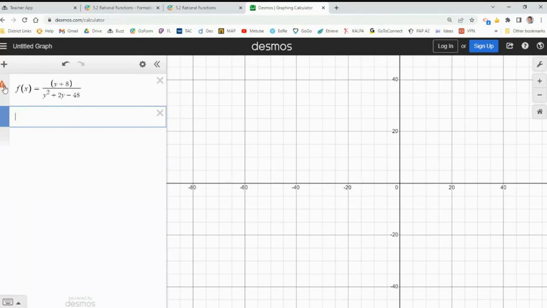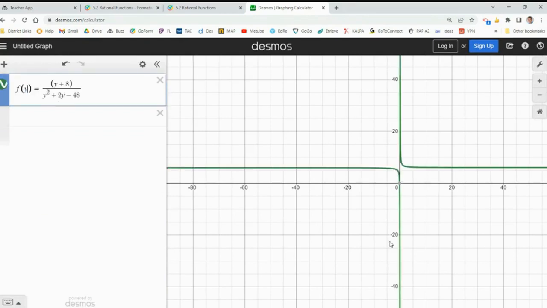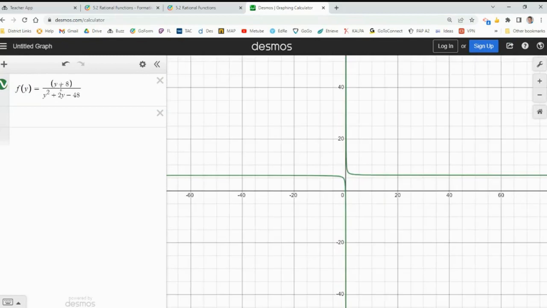Oh, f of y. How about that? F of y. There, now it does. Since we had y's instead of x's, it wasn't sure what we were trying to do. That's the graph of f of y equals y plus 8 over y squared plus 2y minus 48.